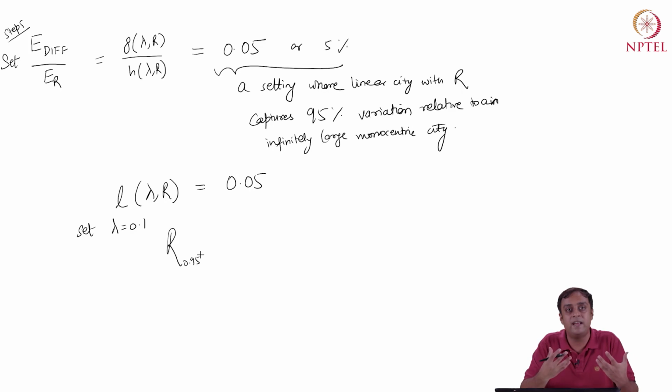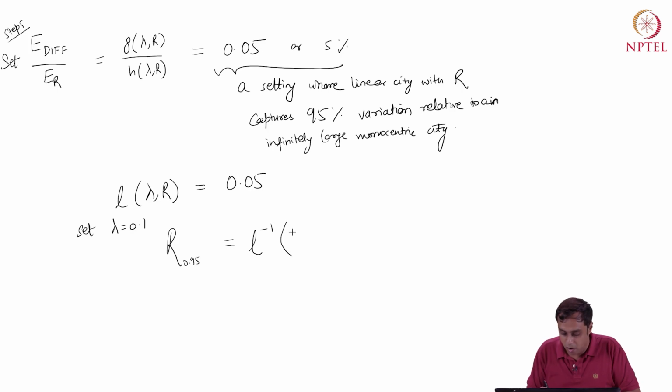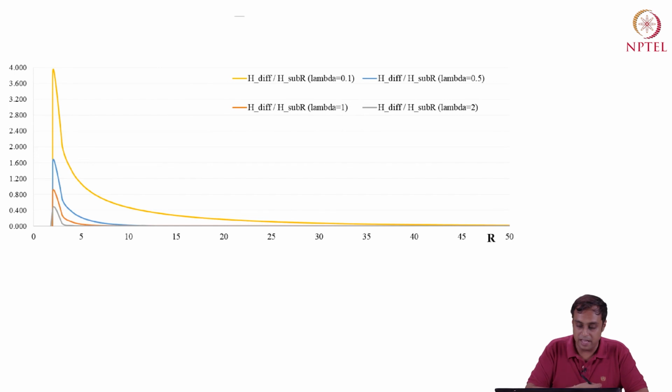So if R 95% turns out to be a realistic value, let's say within 100 kilometers, 200 kilometers, well, we can realistically build such a city which we think will encompass all economic activity and living standards, if they are considered as random variables, to be contained within that city, right? So this will be nothing but L inverse of 0.05, with lambda set as 0.1. And we can figure that out with a graph.